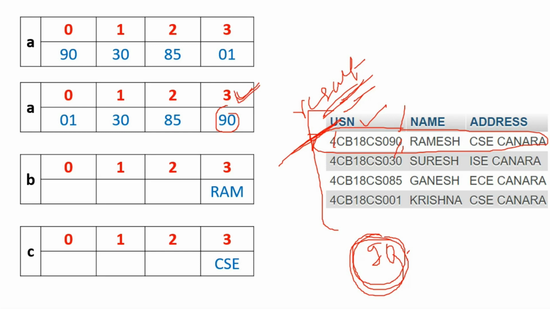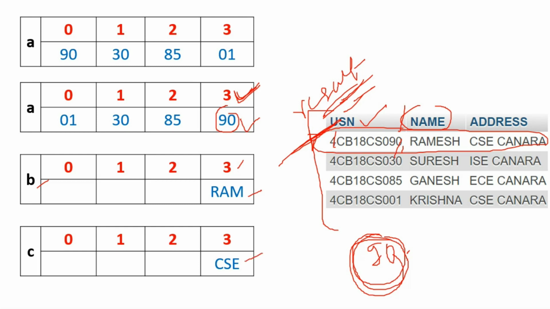So what I will do is access the row of name and store it in B of 3. Why? Because I know at index 3 of the sorted array for USN, there is the USN I have fetched. At the same index, I will store his name and department.